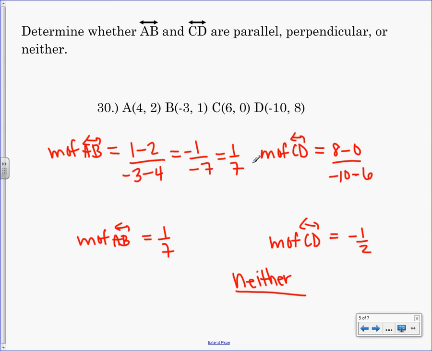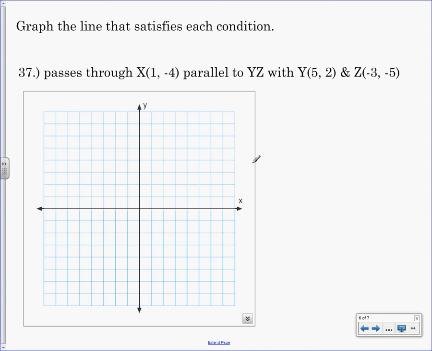Did I lose anybody? Okay. Anyone still need this page? Okay. On this one, graph the line that satisfies each condition.